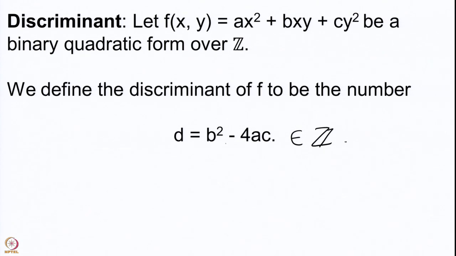Moreover, it has the property that modulo 4, this is a square. So, d is congruent to b square mod 4. Now, we have seen how squares look like modulo various integers, and in particular modulo 4, this computation is very easy. We know that all squares modulo 4 are 0 or 1, and therefore, it follows that the discriminant of a binary integral quadratic form is always 0 or 1 mod 4.